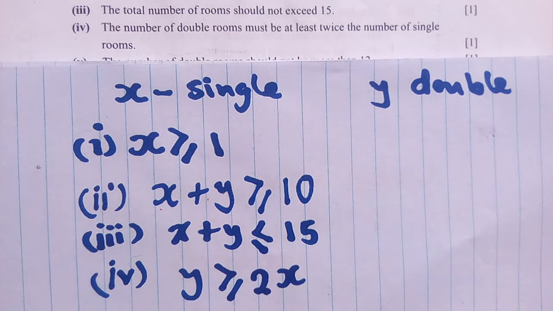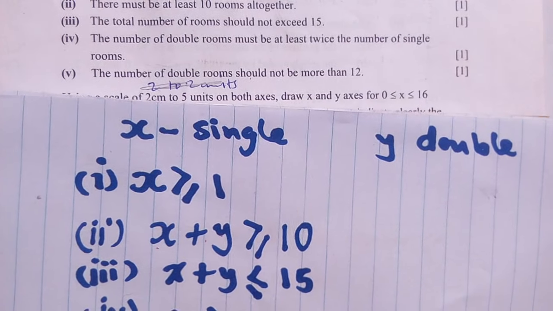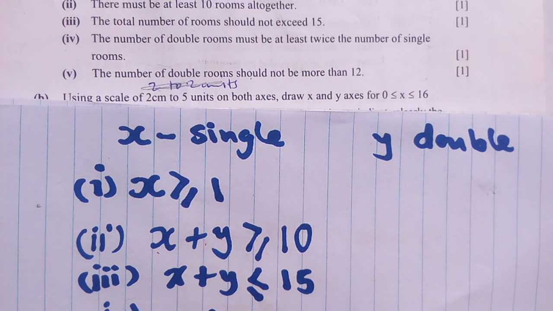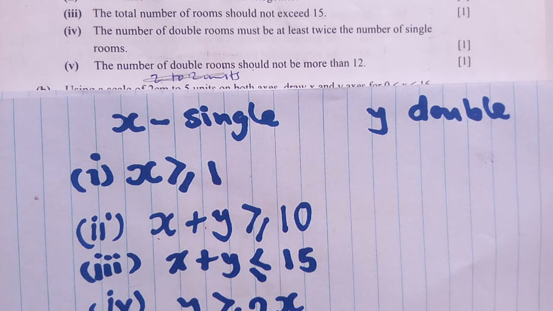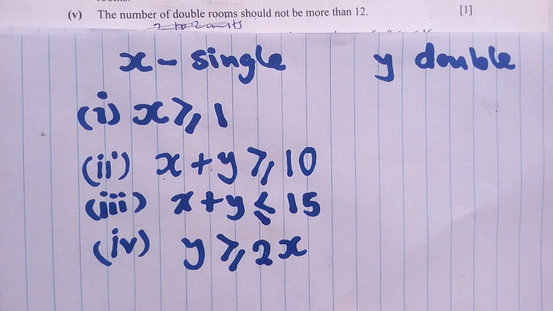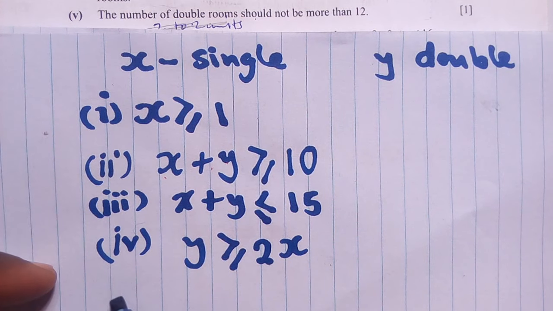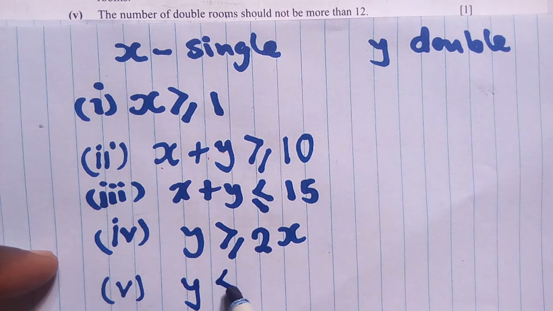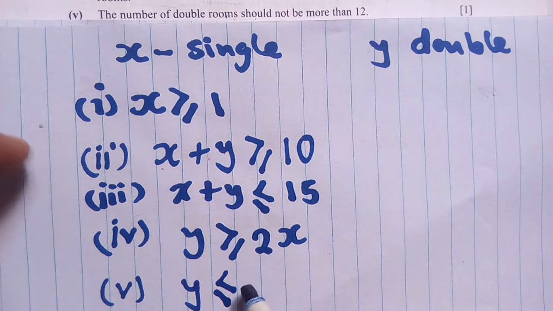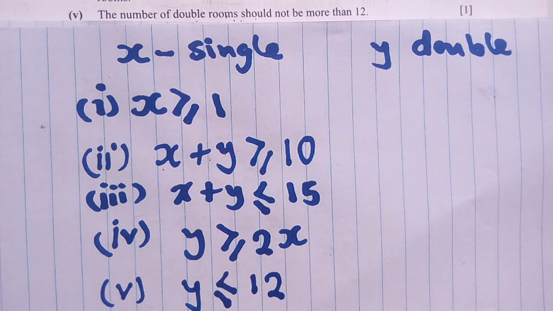And then number 5, the number of double rooms should not be more than 12. So when you get your double rooms, you know the double rooms is being represented by y, should not be more than 12. So this is how it will look like.